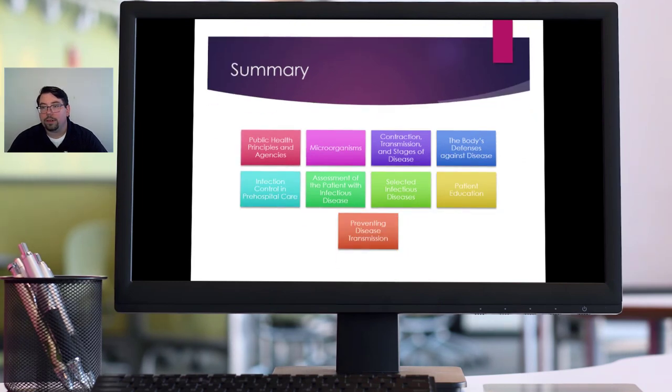So in summary, we've talked about a lot of different components. We talked about public health principles and agencies. We've spent a lot of time on microorganisms, the contraction, transmission, and the stages of disease. We've talked about the body's defense against disease. How do we take infectious control in the pre-hospital setting, and how do we manage and assess patients with specific infectious diseases, and then how do we prevent those from happening by educating our patients in the community, and then really focusing on the best treatment for infectious disease, which is preventing the transmission. We spent some time on that as well.